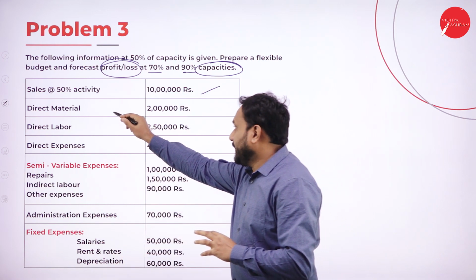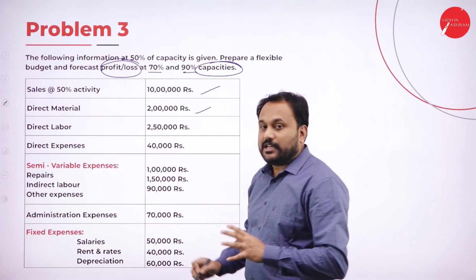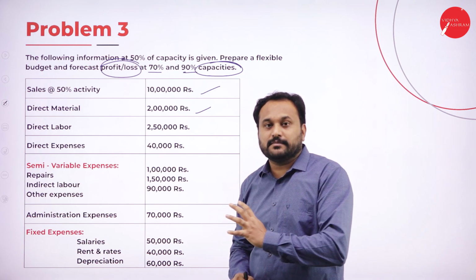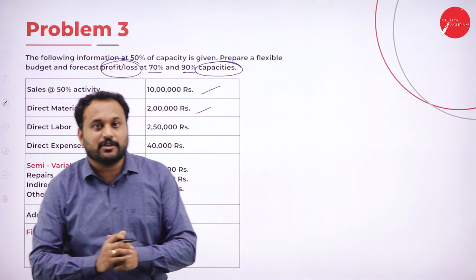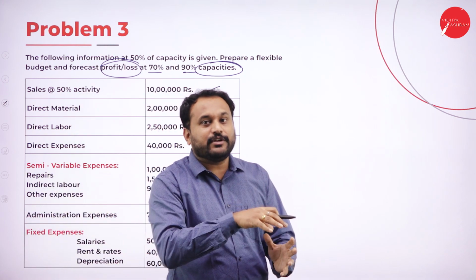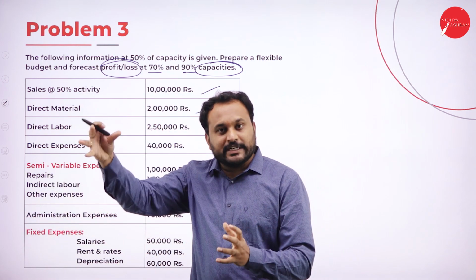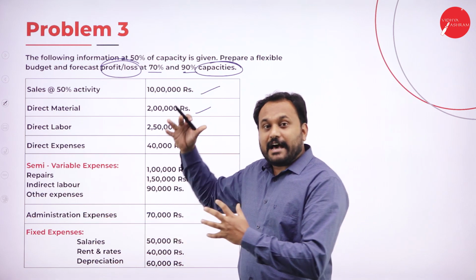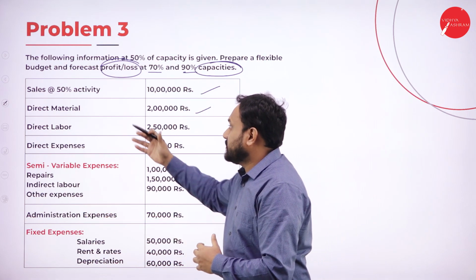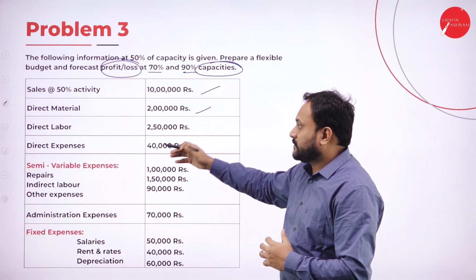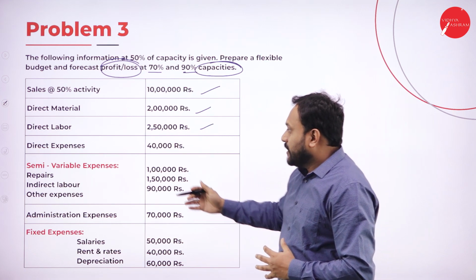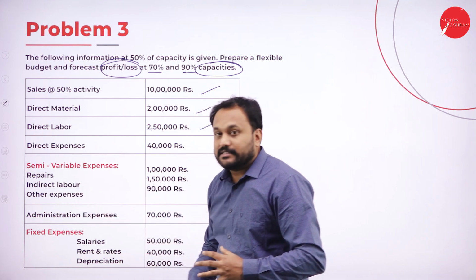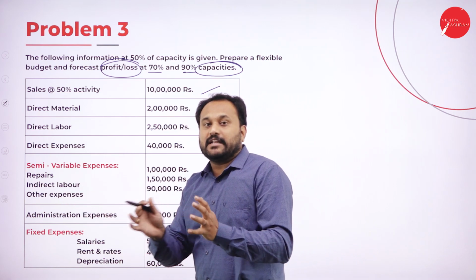Now, direct material is 2 lakh rupees. Understand here, in this problem you don't have per unit. In the last two problems, we had per unit, and later we used to multiply with the units and get the amount. Now they have given us directly that direct material is 2 lakh rupees, labor is 2 lakh 50, and direct expenses is there.